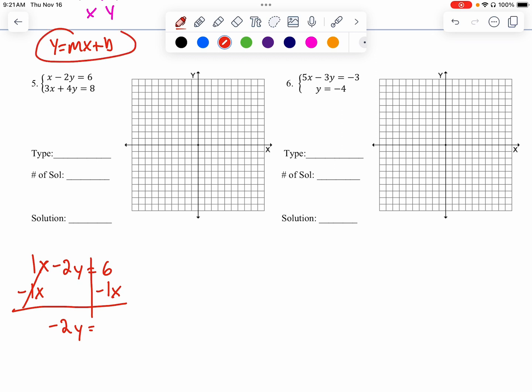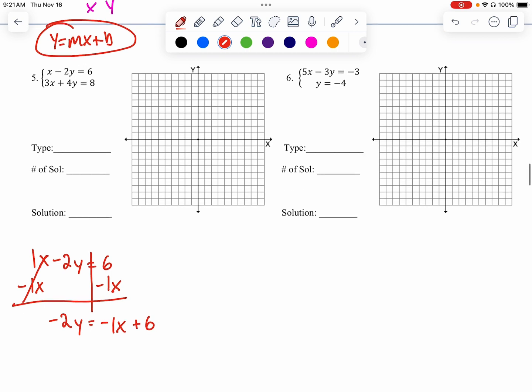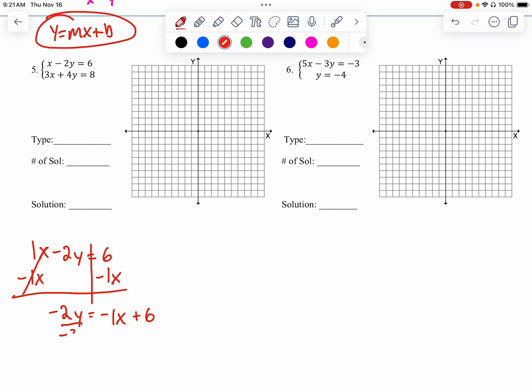In y equals mx plus b, the x goes first. So I'm going to put -1x first, and then it's a positive 6, so +6. Then I'm going to divide by -2. And when I do that, I divide everywhere by -2. So y equals negative over a negative is a positive. So it'll be +1/2 x minus 3. So then we can graph that. So I'm going to go to -3 on the graph, and then up 1 over 2, up 1 over 2. Or down 1 over 2 to the left.